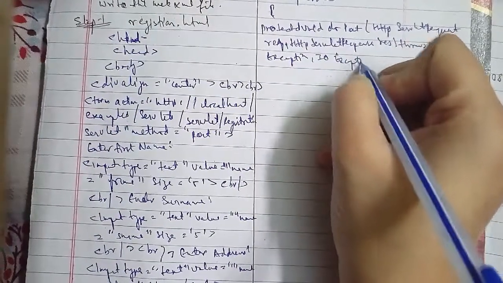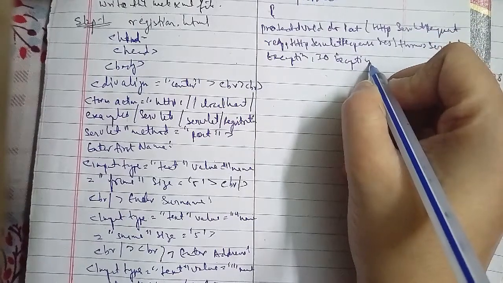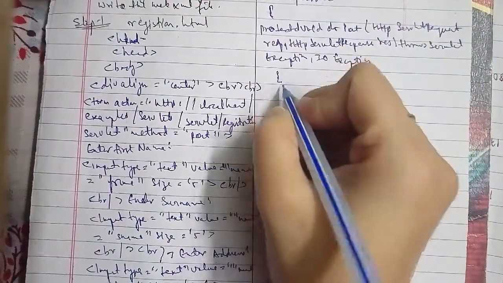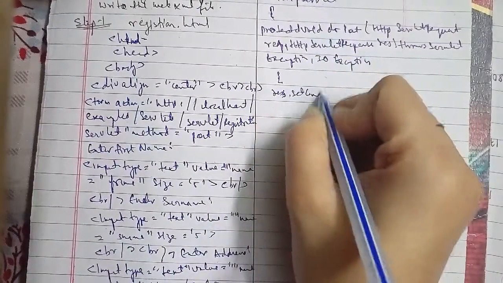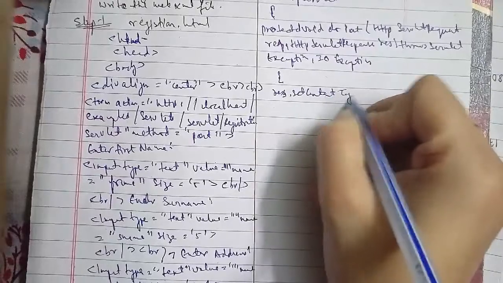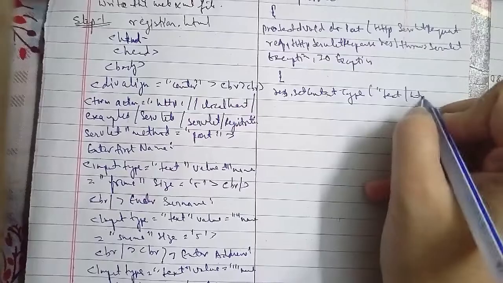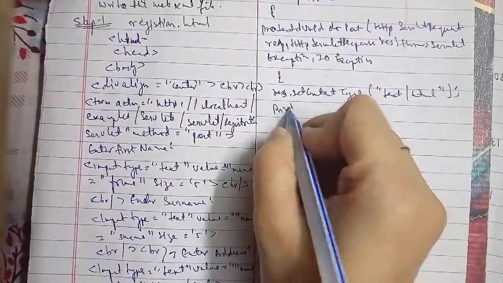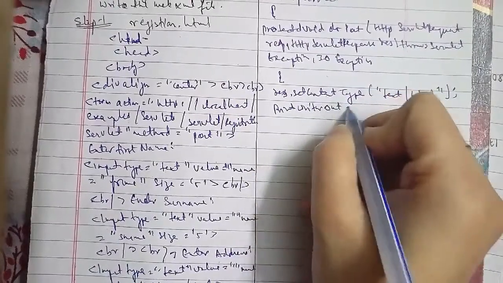Then after that, we'll start with another curly bracket, that is res.setContentType, that is text/html, that is PrintWriter out equals to res.getWriter.